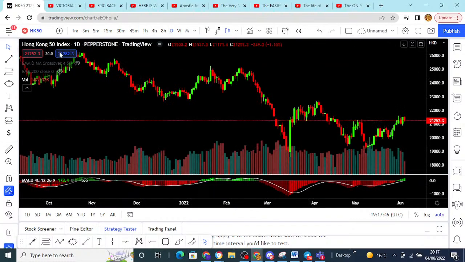I am using the Hong Kong Hang Seng 50 index, much like NAS 100, US 30, SP 500. This is an index, and the opportunity to make money is certainly higher than it is with currency pairs. So what we have in front of us now is this pair, and I am on the chart. I am using the daily chart.